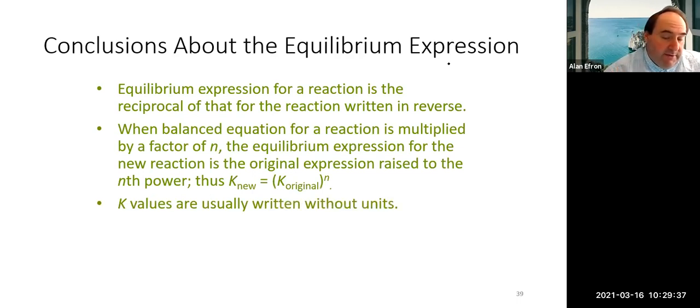If we need to multiply by a common number, we take K to the common number. If we need to divide by a common number, we take the root of that number, the K value to the root of that number as well. So those, again, are the common types of manipulations that we do with these equations.